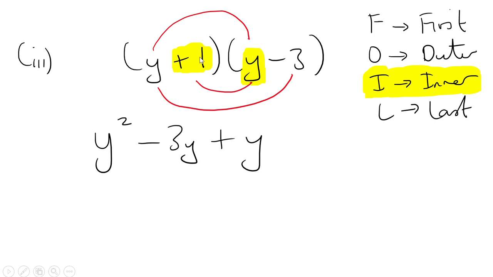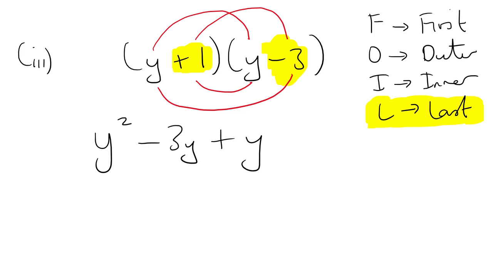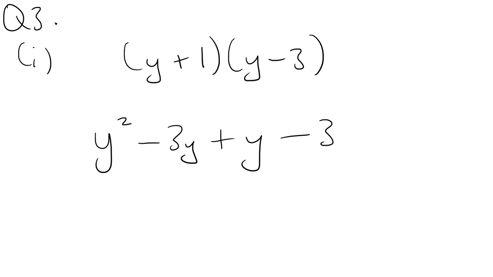And then we're going to do the two last things. The last thing in each bracket, which is these two here. Plus 1 by minus 3. Watch your signs. Unlike signs give a minus answer. And 1 by 3 gives you 3. So that's all the multiplying finished with there.